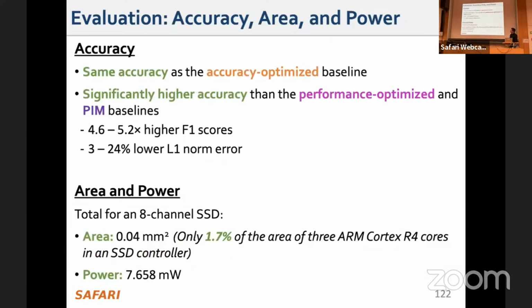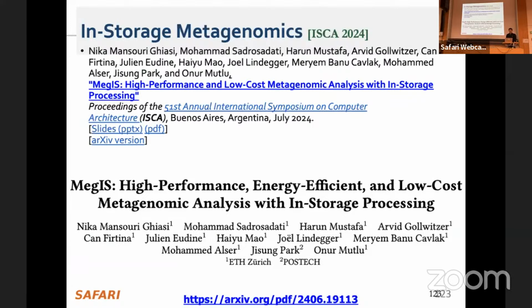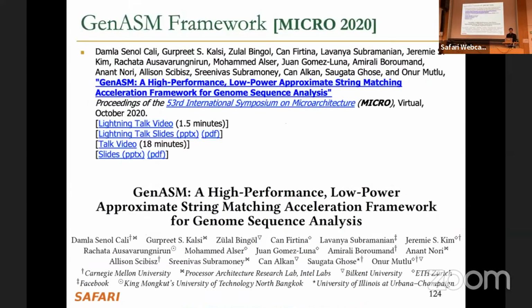There are, of course, many other analyses. So if you are interested, you can take a look at the Megis paper. So yeah, this is Megis. If there are no questions, I'll move on with the Gasm. This is relatively a different direction. This is still on hardware accelerators. Okay, then I'll move on.